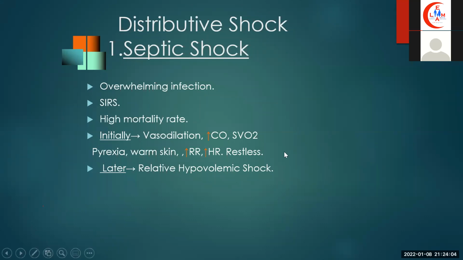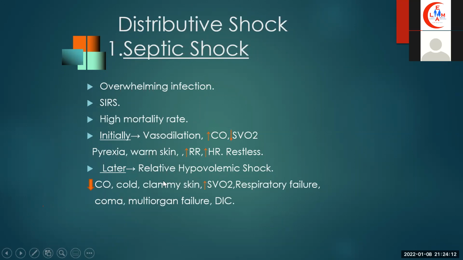But if we leave this without treatment, the patient will start having relative hypovolemic shock. There will be vasoconstriction, decreased cardiac output, skin becomes cold and clammy, and there will be an increase in the oxygen saturation in the venous blood. Why? Because now the cells cannot utilize oxygen. Oxygen will be more in the venous blood. There will be pulmonary edema, adult respiratory distress syndrome, multi-organ failure, and disseminated intravascular coagulation.